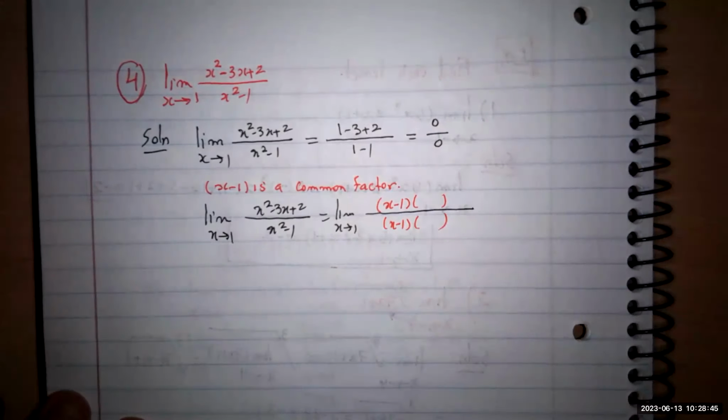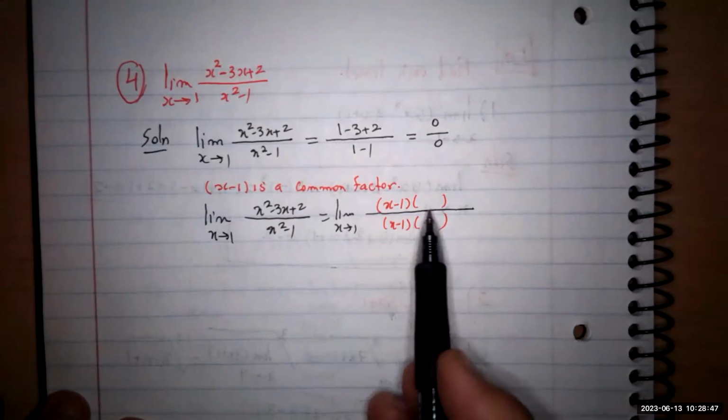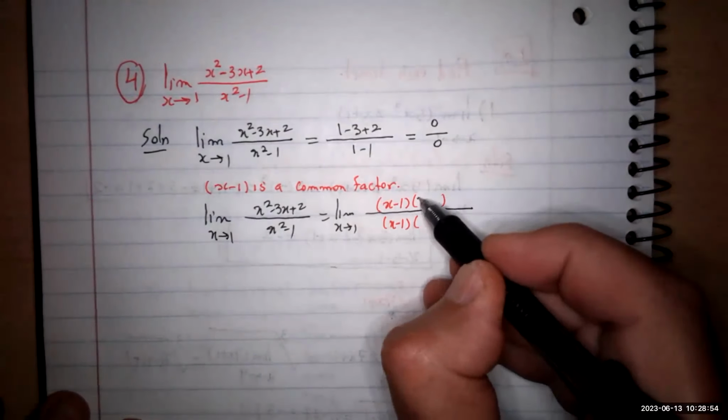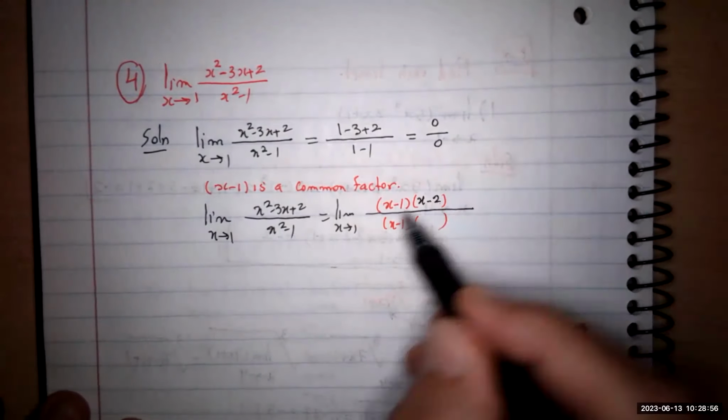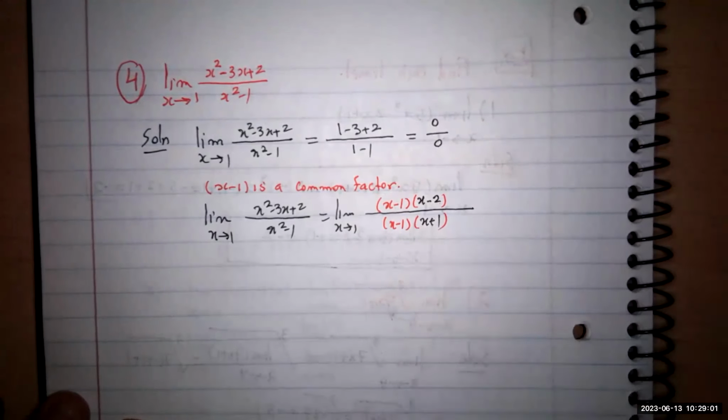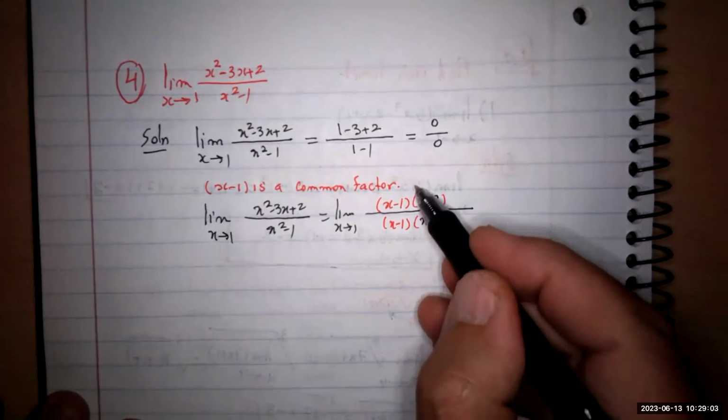And you are going to find the second one. Easy to find. This is 2. -1 times what would be +2? That gives you x minus 2. And this is easy, x minus 1 times x plus 1. That's it. The common factor, you can eliminate it.